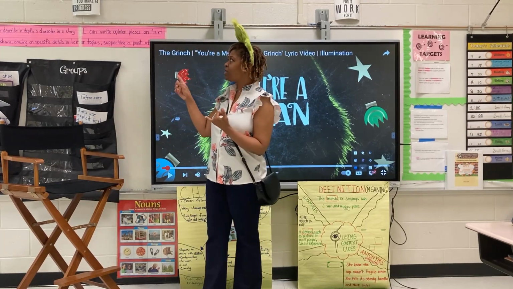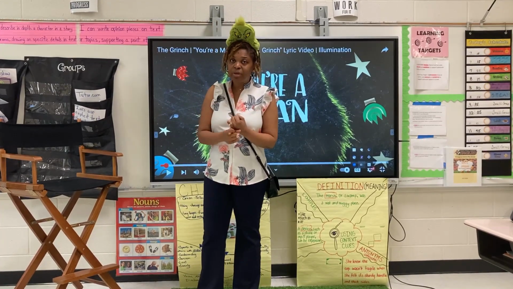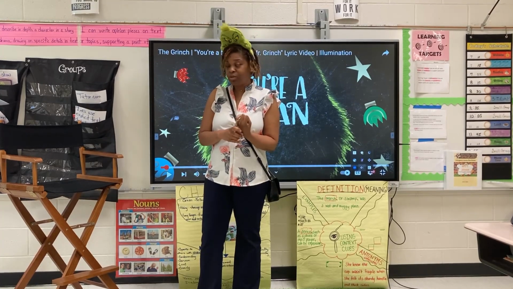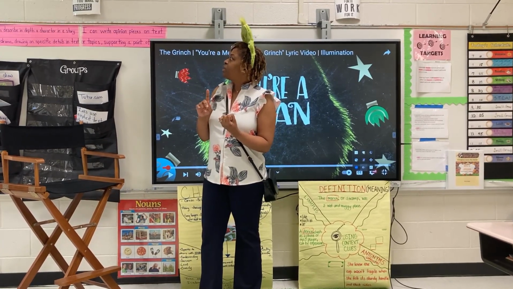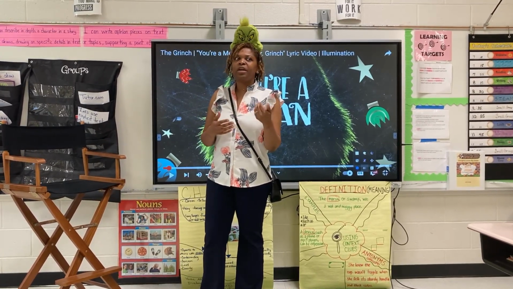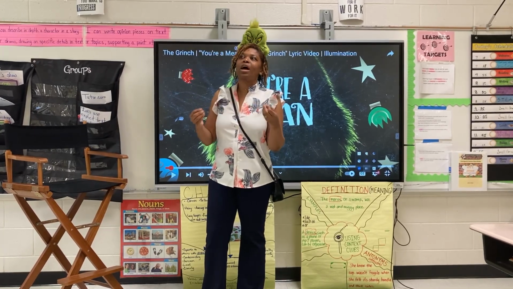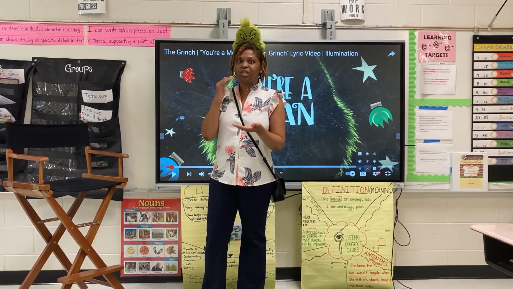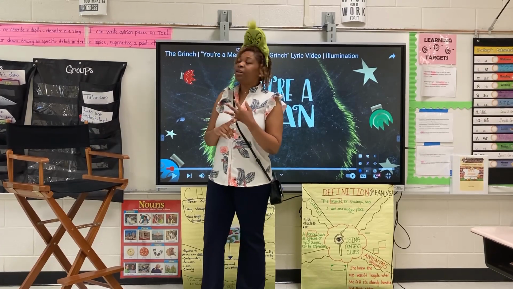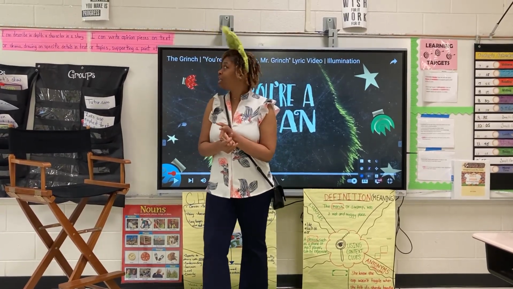So the keywords for that target would include describe, because describe is the action that they should be able to do. They could even call out the word depth so that they know they're not supposed to just describe a character on the surface level, but they need to go in full detail. They definitely need to say the word character. That's a key word.